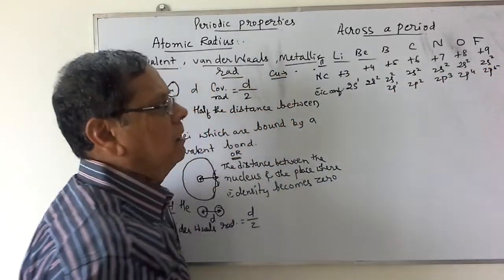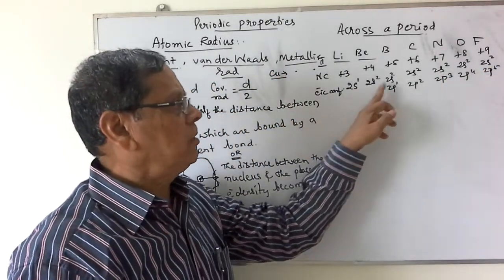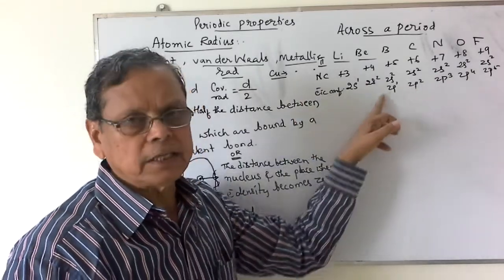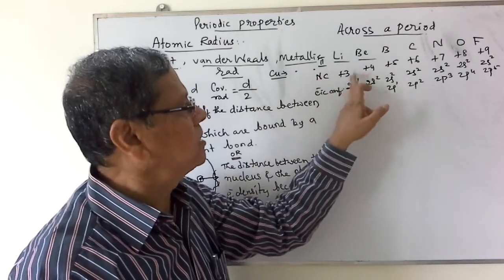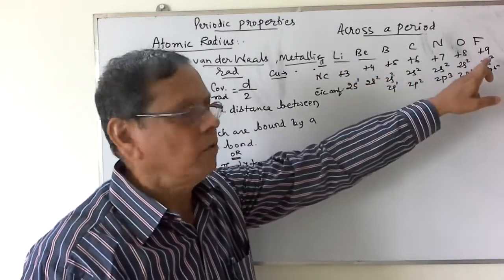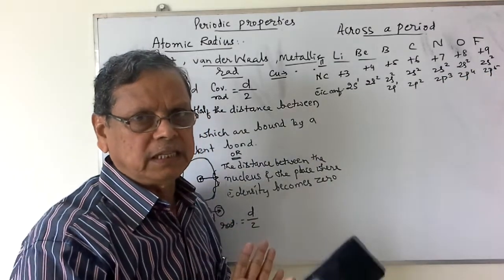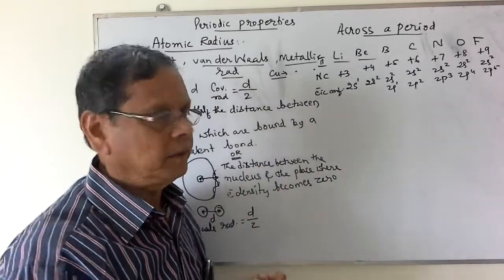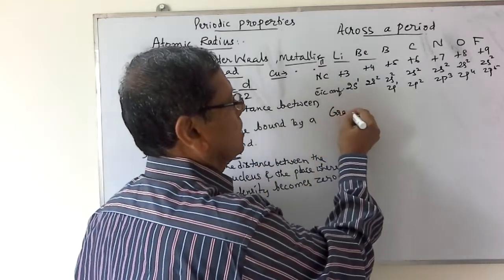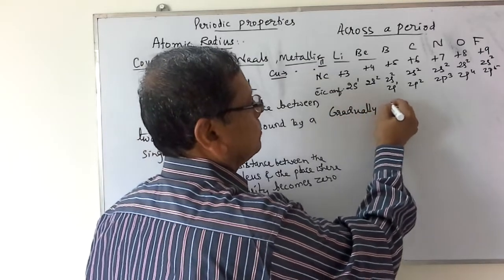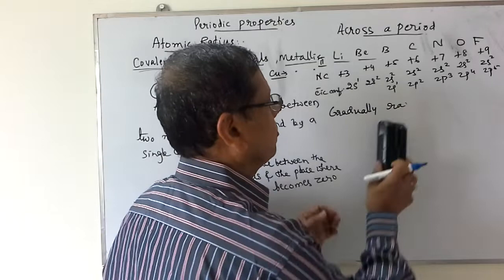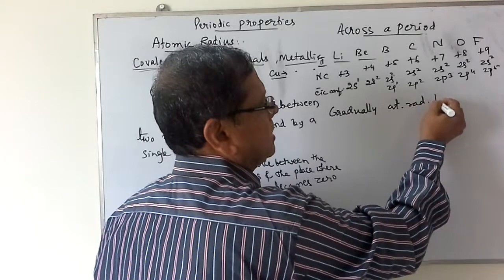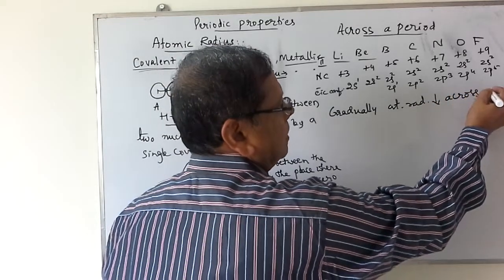Now when you look into the electronic configuration, the electrons are added to the same orbit, that is the second orbit. When we consider the second period, the electrons are present in the second orbit. But gradually the nuclear charge goes on increasing from lithium to fluorine. As the nuclear charge increases, automatically the electron will be held with greater attractive force. That's why gradually this covalent radius, or we can generally take atomic radius, decreases across a period.